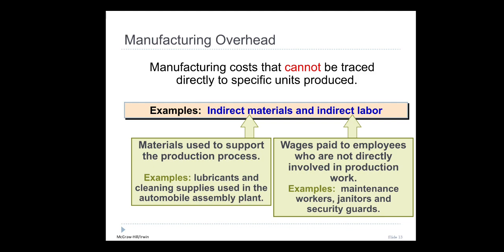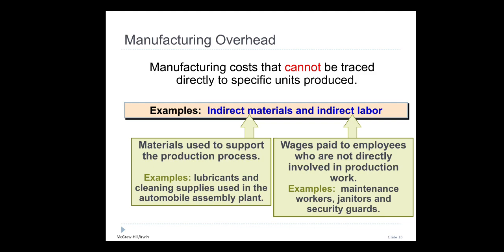So imagine in a car factory, there are many machines. Maybe robots are used to assemble the car. So materials like lubricants and cleaning supplies used to maintain all the machines in the factory are called indirect materials. The cost of these materials is called manufacturing overhead costs.